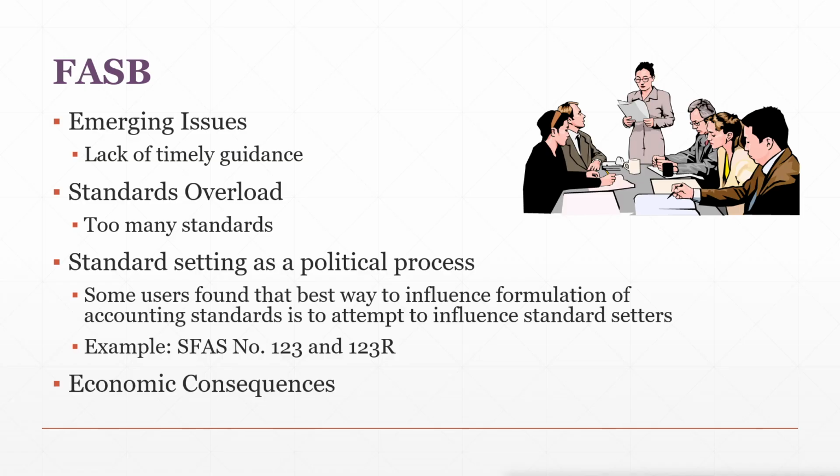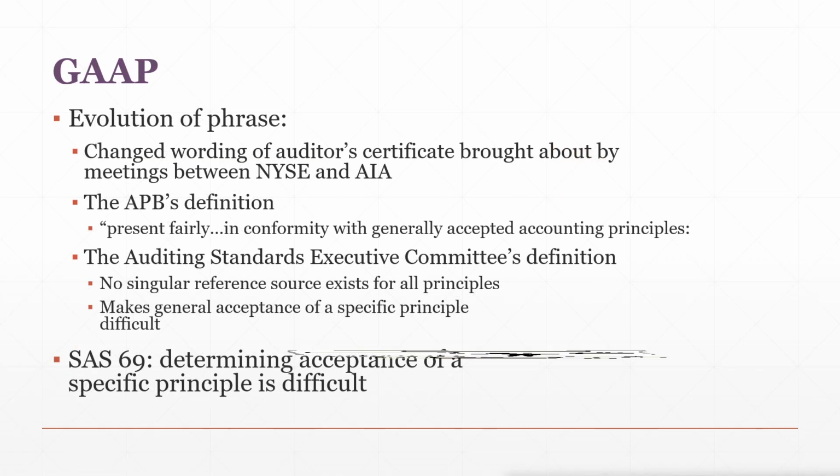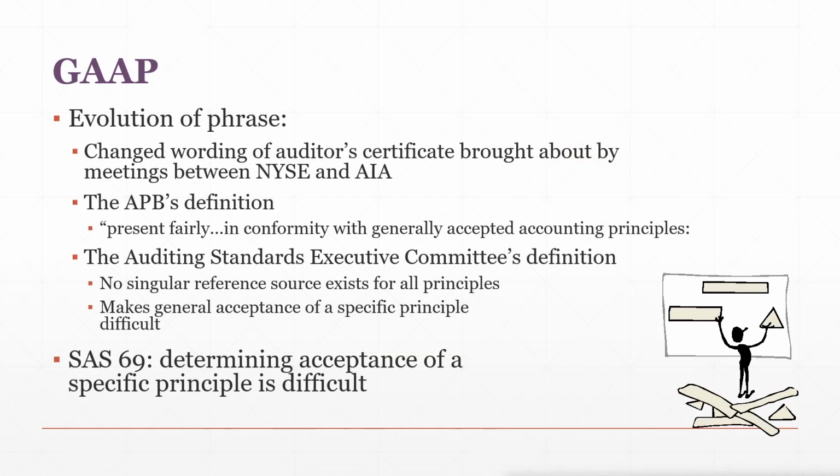Standard setting as a political process. Some users found that the best way to influence formation of accounting standards is to attempt to influence standard setters. Examples of this were SFAS numbers 123 and 123R. And there were economic consequences to each of the standards that they set out. So over time, this created a gap.